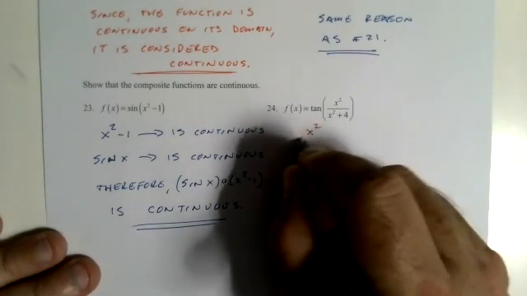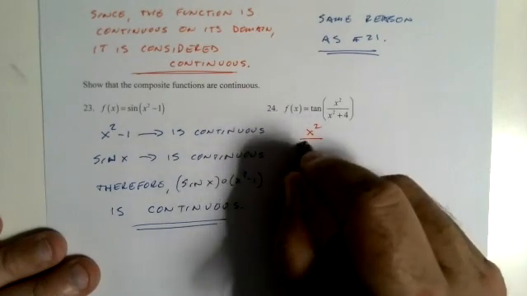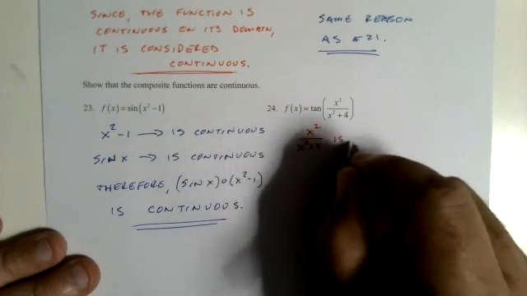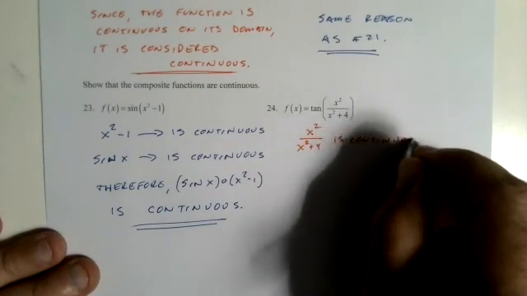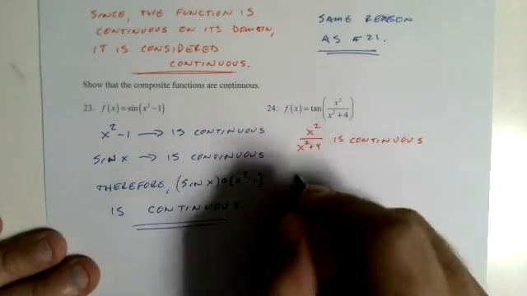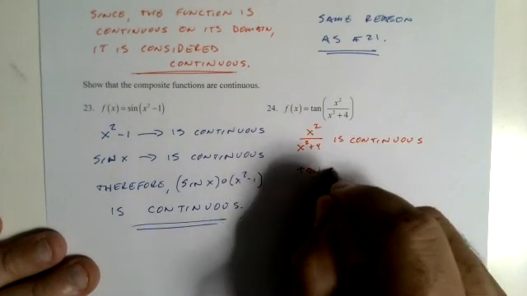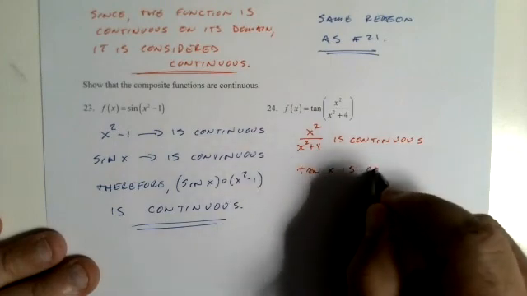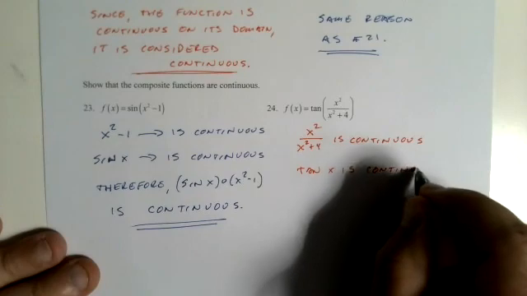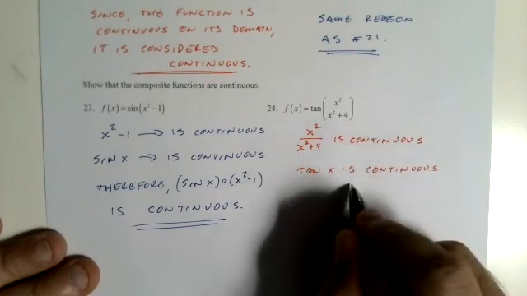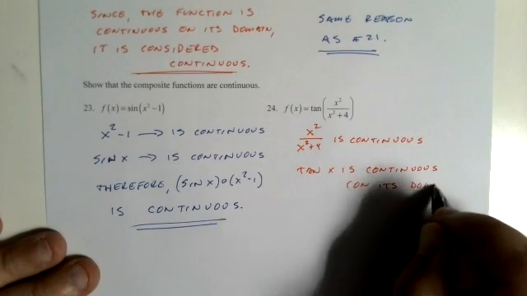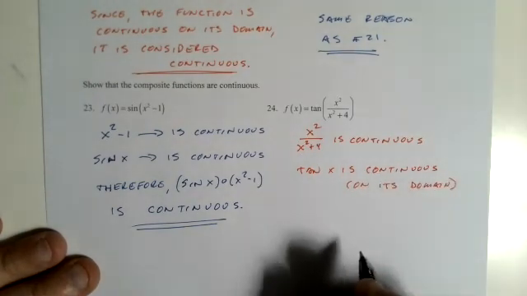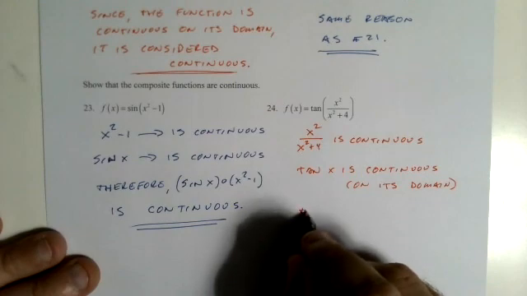Same deal here, x squared over x squared plus 4 is continuous. Tan x is continuous on its domain. Therefore, yada, yada, yada.